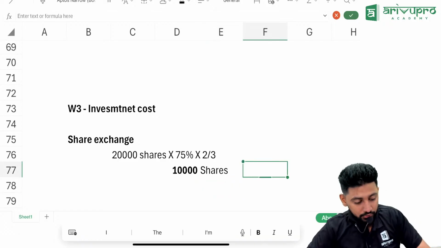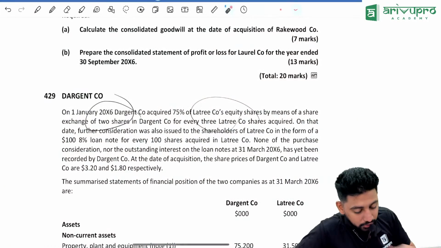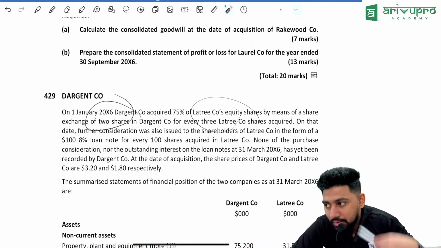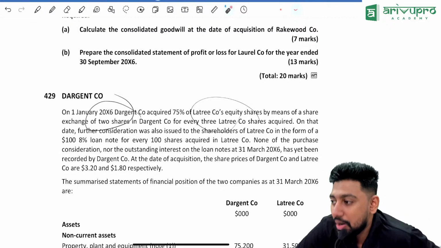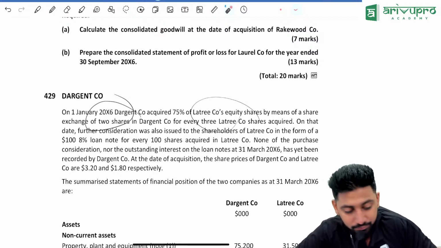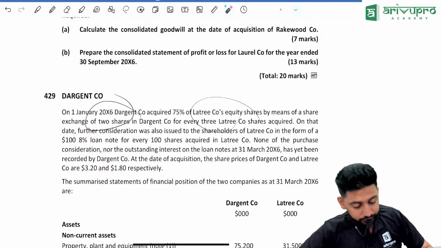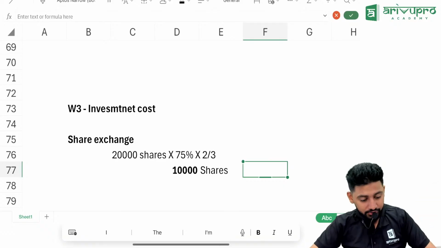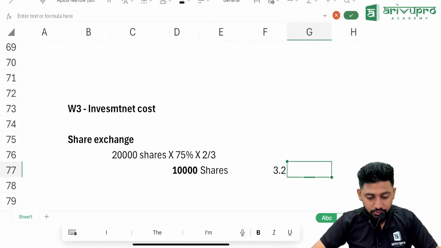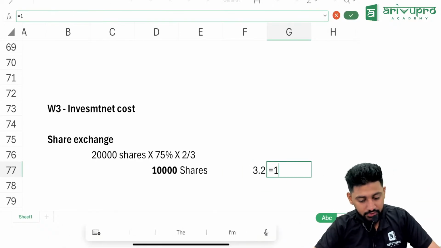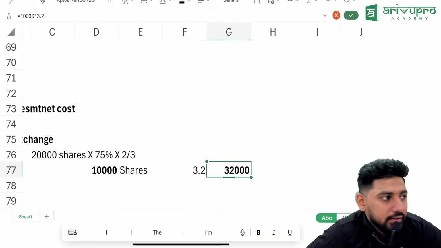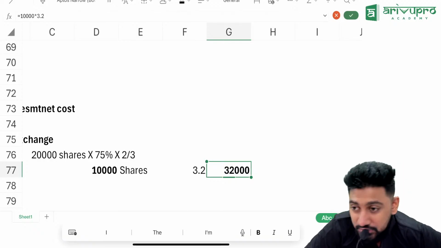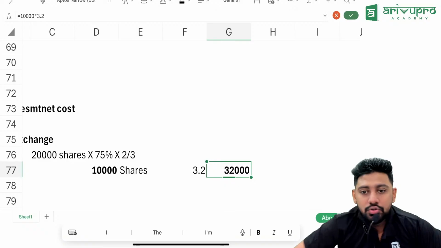At what price are you giving? You are the parent. When the parent issues shares, the parent will give at its own share market price. What is the parent's market price? 3.2. So 10,000 shares into 3.2 gives you 32,000 as your investment cost. Are we clear, everybody? Very straightforward, commonly tested adjustment. You should be ready for this.